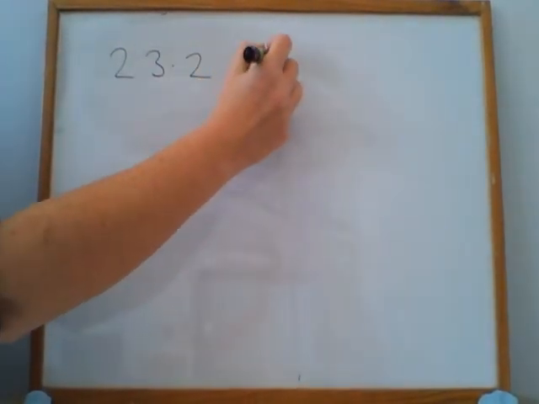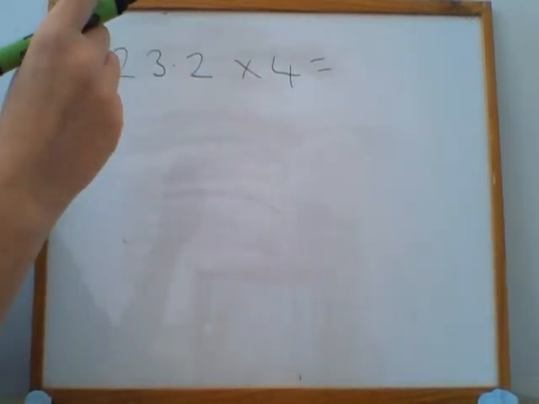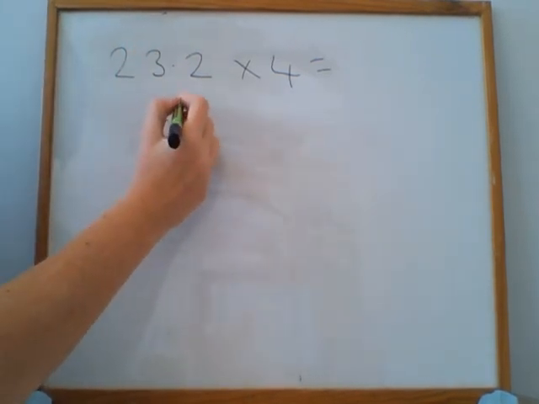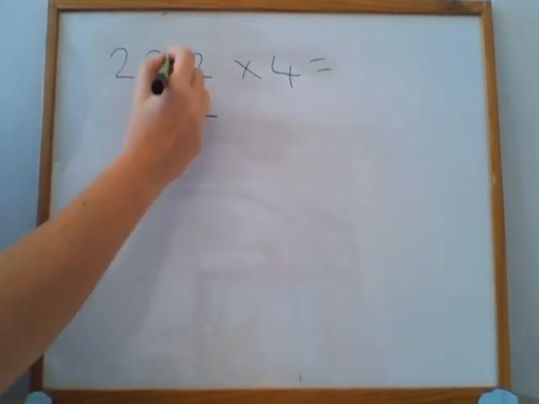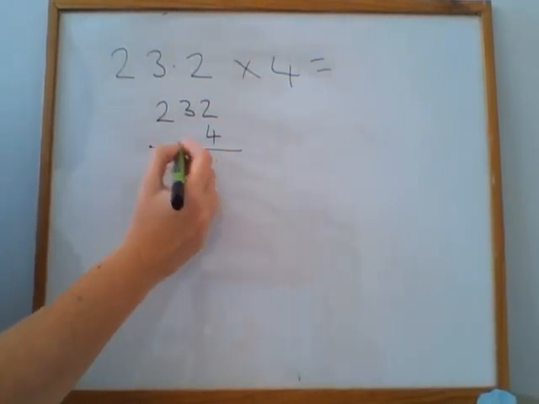Okay, and the last question, 23.2 times 4. The way we've been working these out in Clydesdale class, so we don't get muddled where we put our decimal point, is to make 23.2 10 times bigger. So just take it out, make it 10 times bigger, then do our calculation.